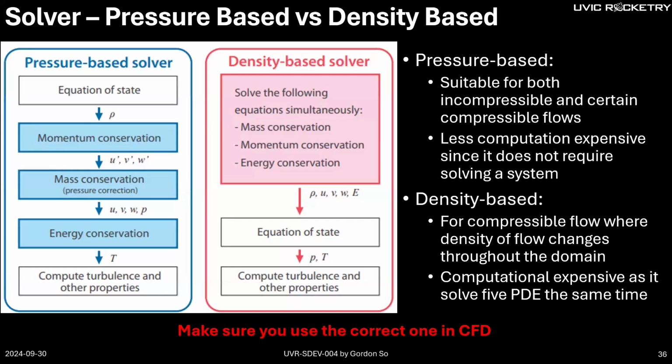So make sure you use the right one, because the software would not know what you're trying to do. It only does what you tell it to do. If you choose pressure-based on a supersonic flow, it will run 100%. But will your result be correct? 100% no, because it's just not good enough.